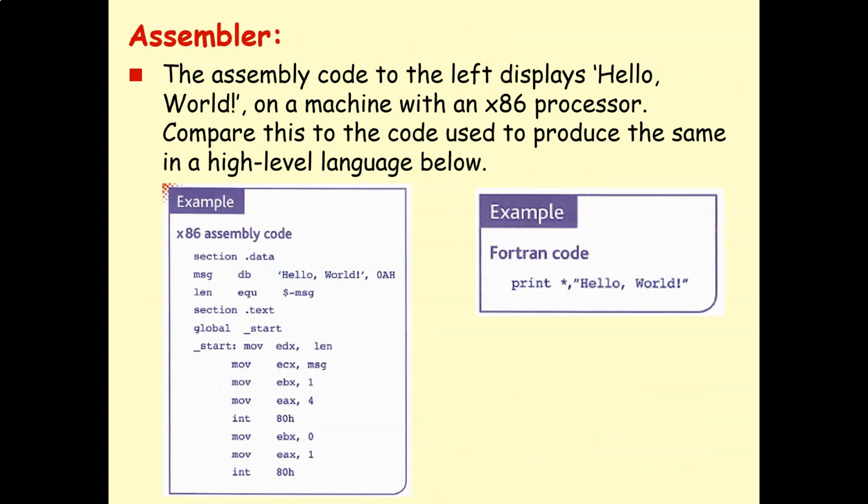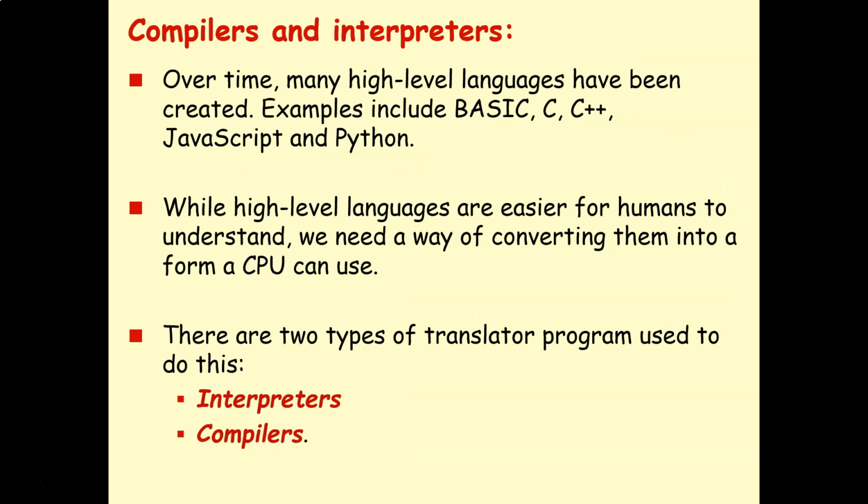For an example of this, let's take a look over here at some x86 assembly code. Simple program, it just prints hello world on screen, but you can see here the assembly code is quite complicated. Whereas we look at a high-level language, this is Fortran, but you could do this in Python or C# or whatever language you wanted to. A hello world program is essentially one line of code. So we can see that the high-level code is much easier and simpler to program in and understand than assembly code. Over time, many high-level languages have been created. Basic, C, C++, JavaScript, Python, Java, there's a whole bunch of them.